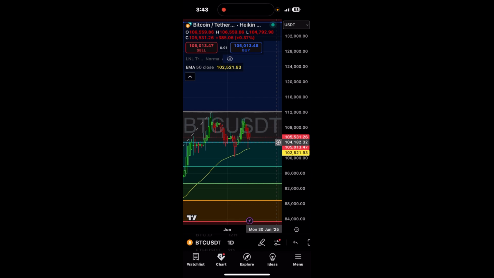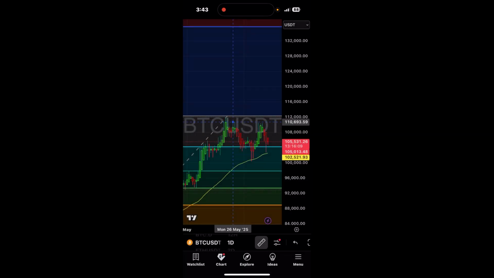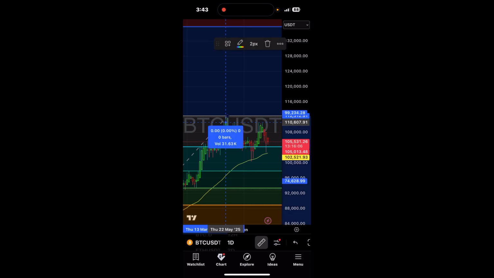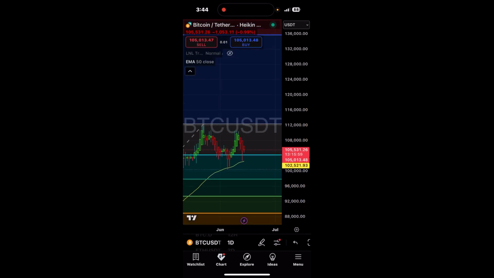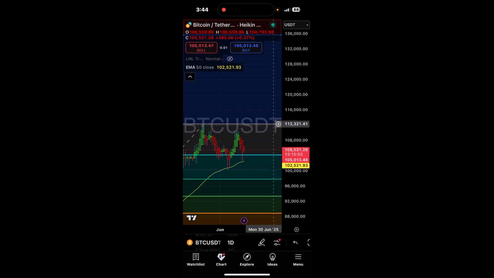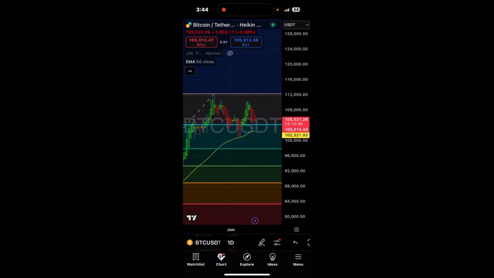You can catch a bump back up, because if you just study this on the daily, it is in a range. It's been in a range for about 22 days, ranging between 112,000 and 104,000. So you know exactly when to put your buy orders in.